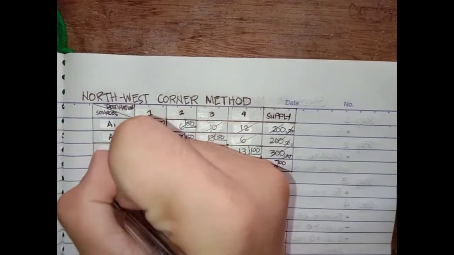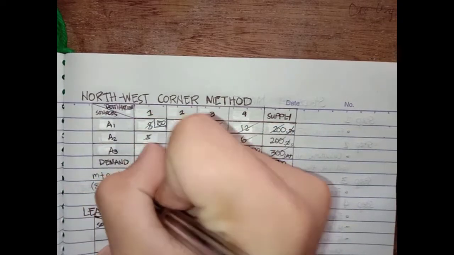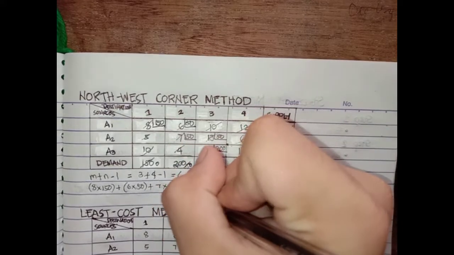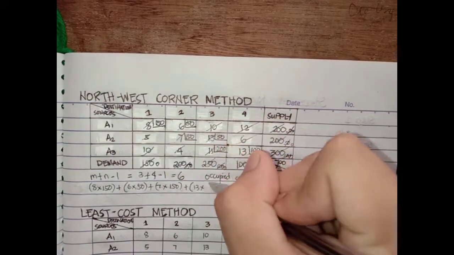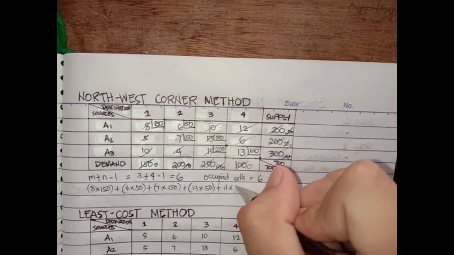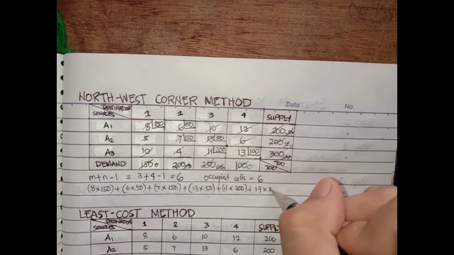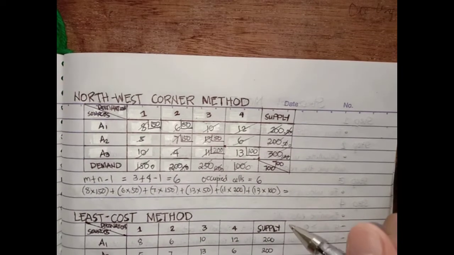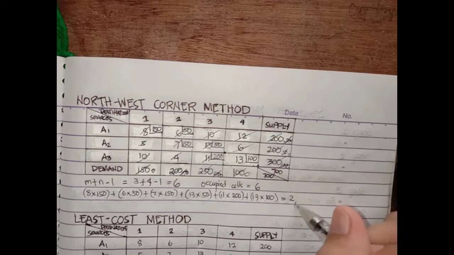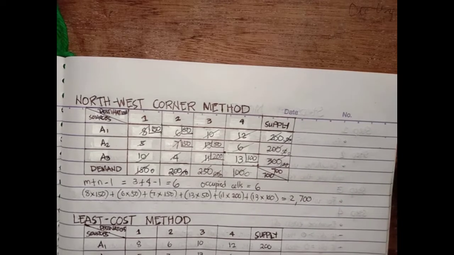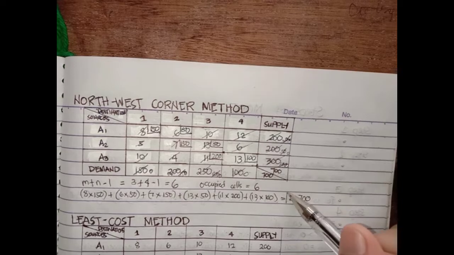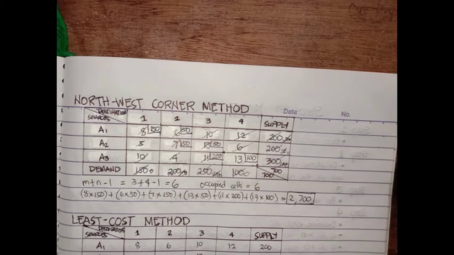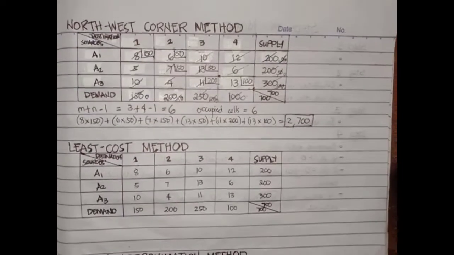So we have 8 times 150 plus 6 times 50 plus 7 times 150 plus 13 times 50 plus 11 times 200 plus 13 times 100. So using the calculator, we can get the value of 2,700. So that is the minimum cost or initial feasible solution using northwest corner method. So let's now proceed with least cost method.